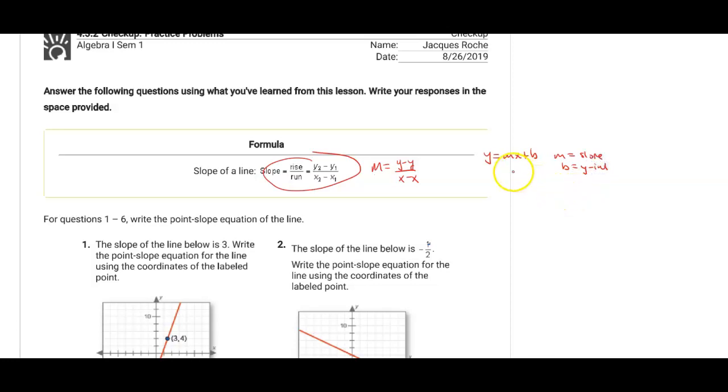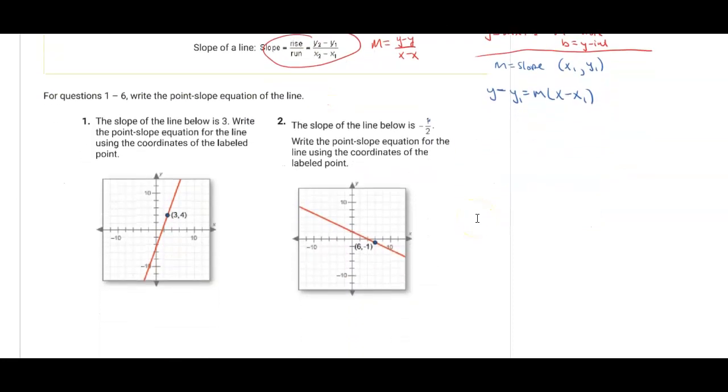Right? But what happens if we don't have either of these points? The new one is if you know the slope and you have a point x1, y1, what we do is we plug this into point slope form. And what that is: y minus y1 equals m times x minus x1. Okay? So, when we look at this, sometimes we'll keep the equation in this form, sometimes we'll simplify it.